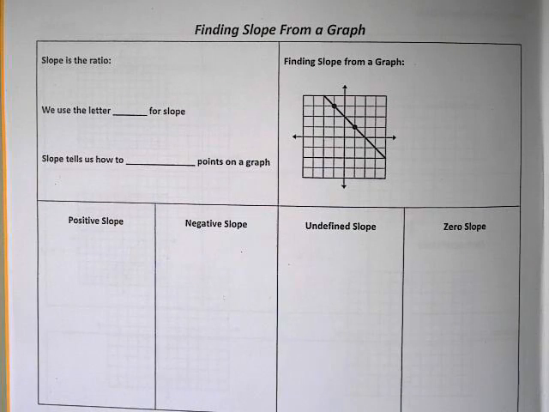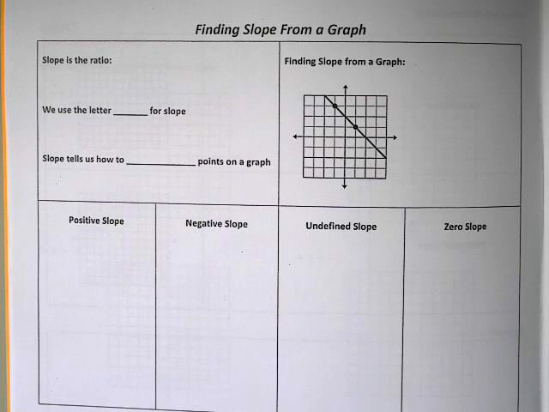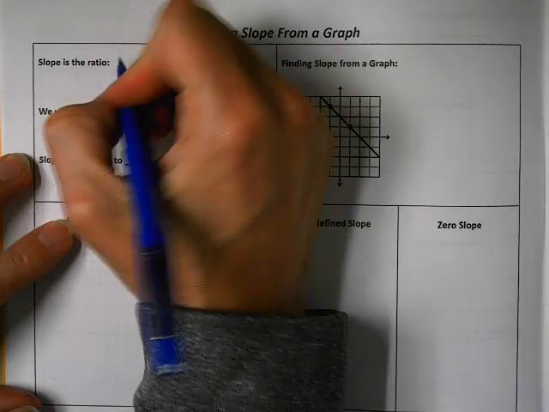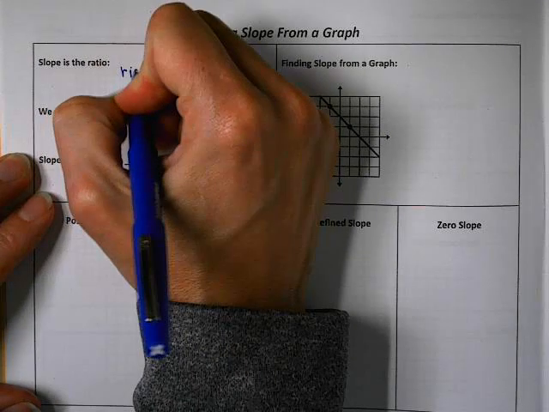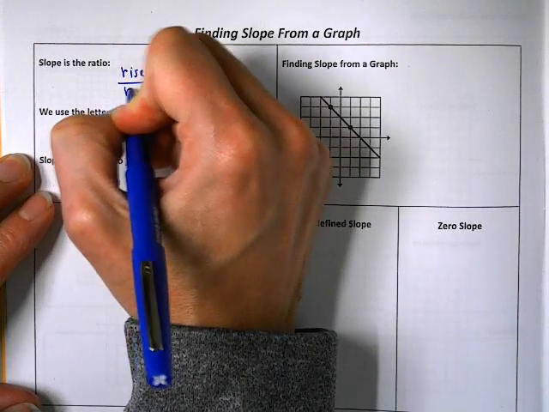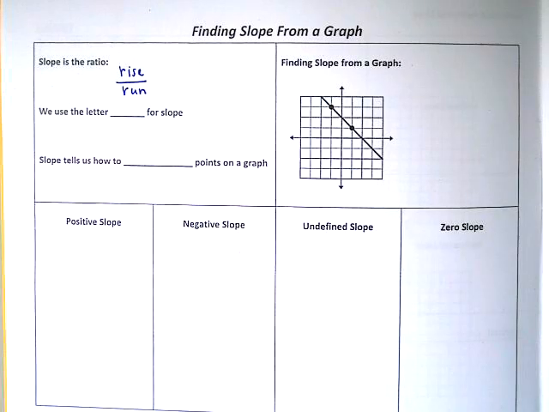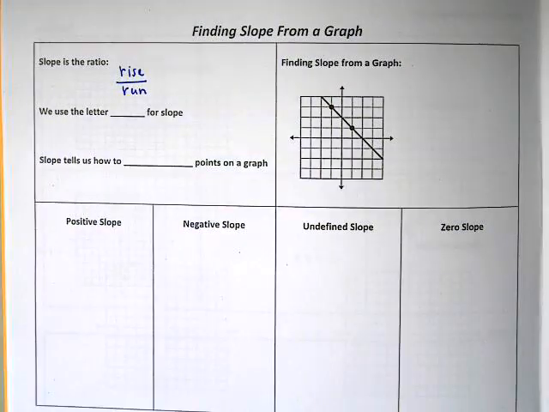Hi everyone, today's video is going to focus on finding a slope from a graph, and I know this is familiar to most of you, but we're just going to do a quick review to make sure we've all got these ideas down. So when we talk about slope, we're talking about a ratio that compares what we're going to call the rise to the run of a graph. And we'll talk more about that in a second.